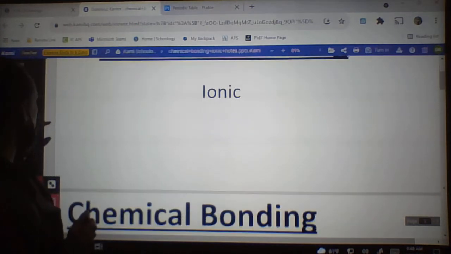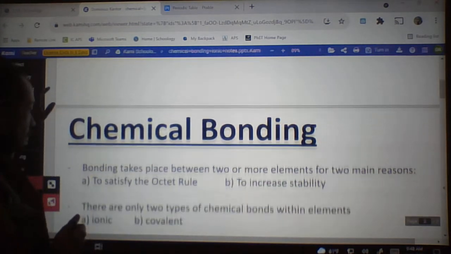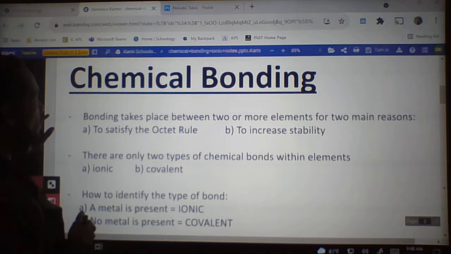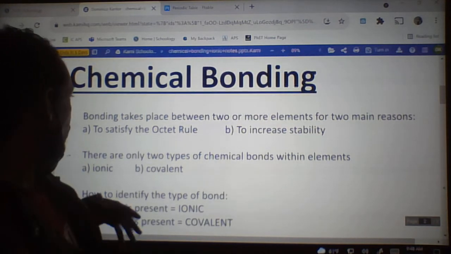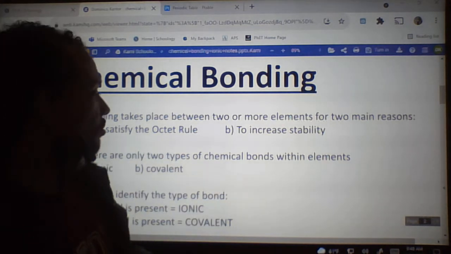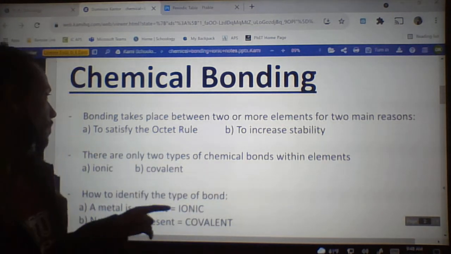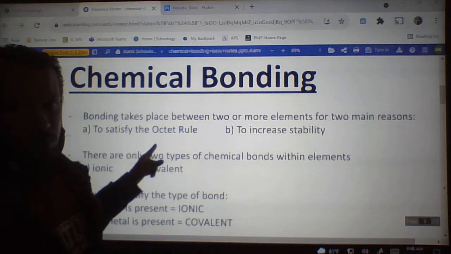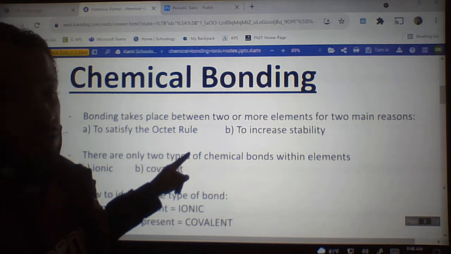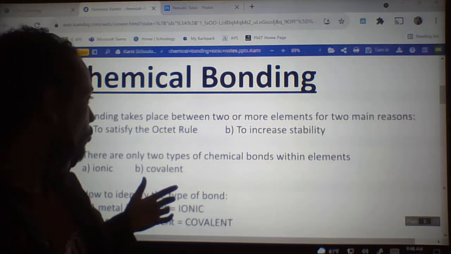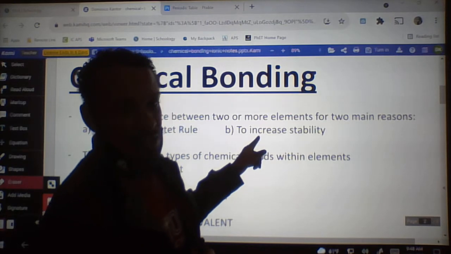All right, so chemical bonding is pretty awesome because this is where we're able to start a lot of our new chemistry, and this is where chemistry comes to life for me. There are only two reasons why a chemical wants to bond. For one, he wants to satisfy the octet rule. That means he wants to have a full outer shell, so with his valence electrons, he wants to maximize those. And it also increases his stability.